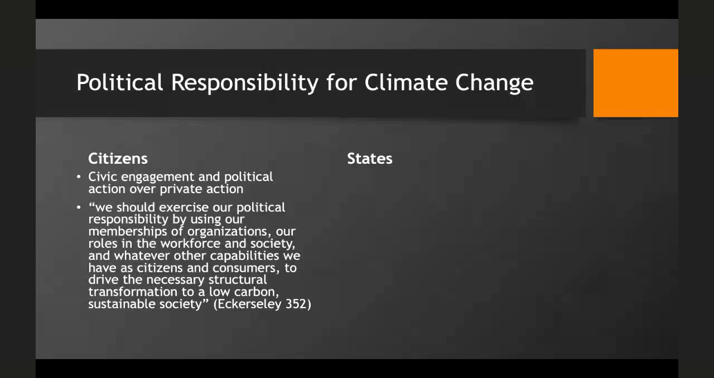And so Eckersley summarizes that for citizens, we should exercise our political responsibility by using our memberships of organizations, our roles in the workforce and society, and whatever other capabilities as consumers to drive the necessary structural transformation to a low carbon sustainable society. This is key because the idea is that we can take political responsibility not just by voting or writing to Congress people, but also by using our memberships in organizations, our connections within our universities and our jobs and our social connections. That can take the form of advocating for divestment at colleges and universities, for more sustainable initiatives at companies, for community solar and community garden-based initiatives in our communities. This is all, for Eckersley and for Young, political organizing.